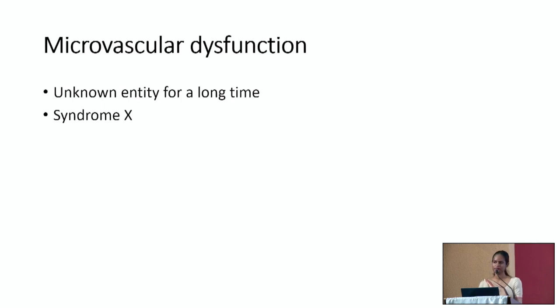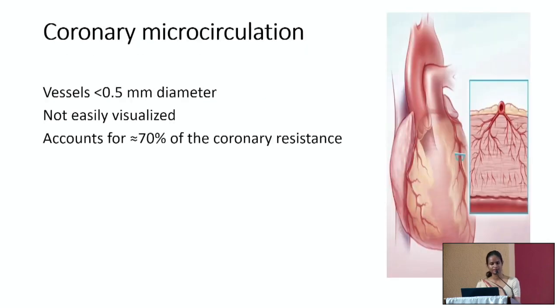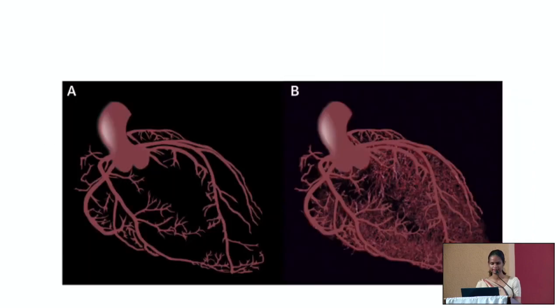The next important cause for MINOCA is microvascular dysfunction. This was an unknown entity for a long time, and it was initially named syndrome X as well. So what is coronary microcirculation? The tiny arteries with diameter less than 1 centimeter come under microcirculation. It's not easily visualized, and it's a challenge to assess these arteries as well. But it accounts for 70% of coronary resistance.